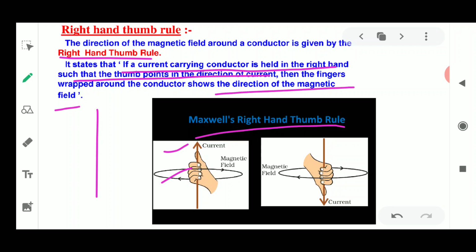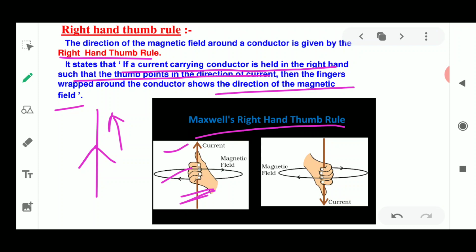Okay, it's very easy. For example, if the current is in the upward direction and you are holding this current carrying conductor with the right hand, then what will happen? You are just holding it, okay, just like this in this diagram. So what will happen?